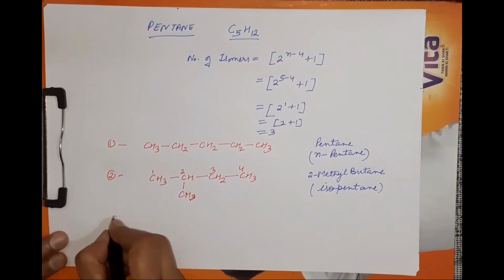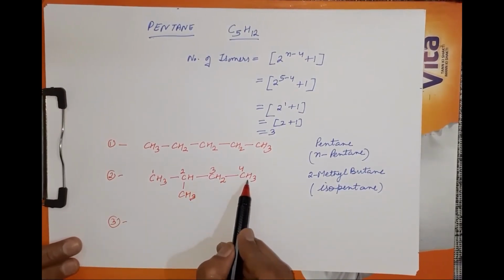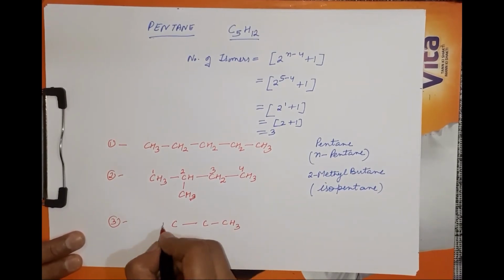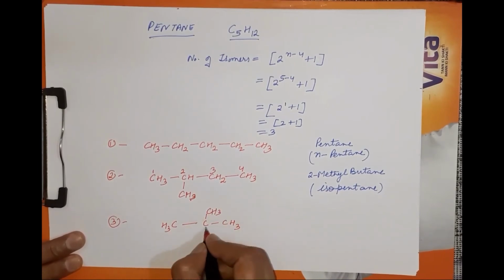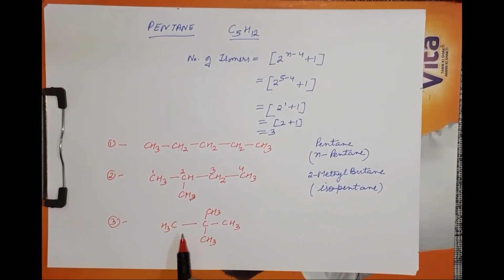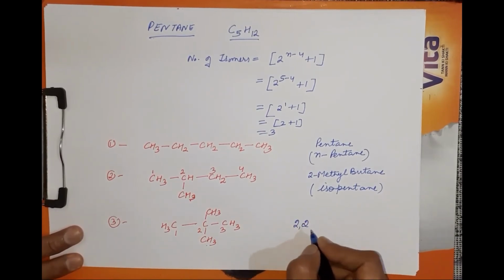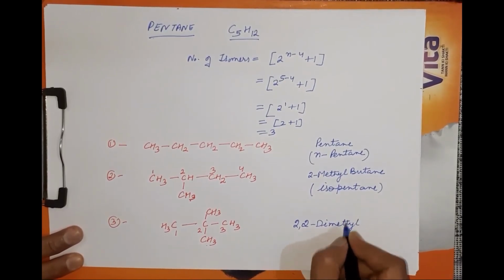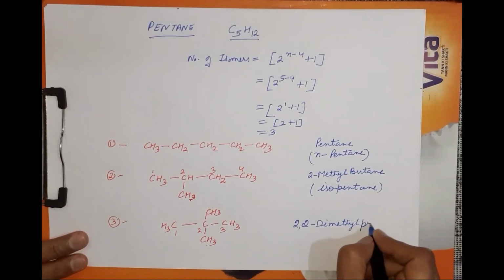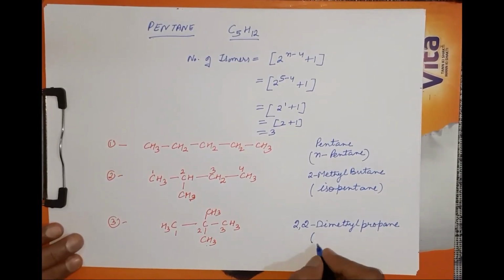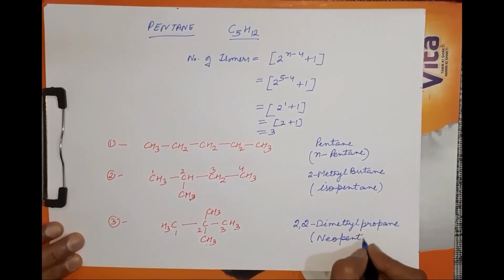And the third way of writing pentane is this. Here we had taken the 4 carbon atom parent chain, and now we can take the 3 carbon atom parent chain, with 2 substituents attached to the same carbon. So here we can see a 3 carbon atom parent chain and 2 methyl groups on the second carbon atom. The IUPAC name will be 2,2-dimethyl propane. And the common name in this case, when this type of arrangement is there, is neopentane.